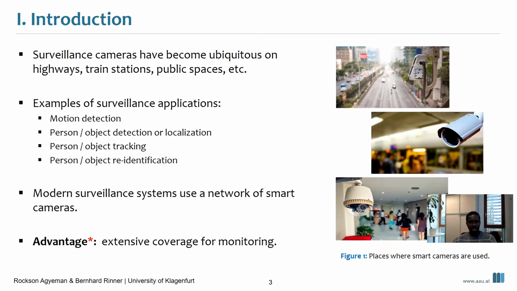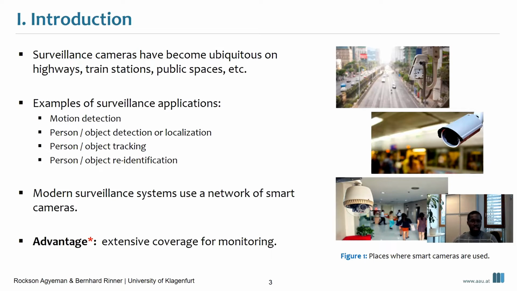Today, smart cameras are everywhere. They are in our homes, in our offices, on our highways, at the train stations, at the airport, at the parks, and in other public spaces, to name but a few. Smart cameras are mostly used to provide security through surveillance, and this is done through applications such as motion detection, object tracking, and object re-identification, to name but a few.